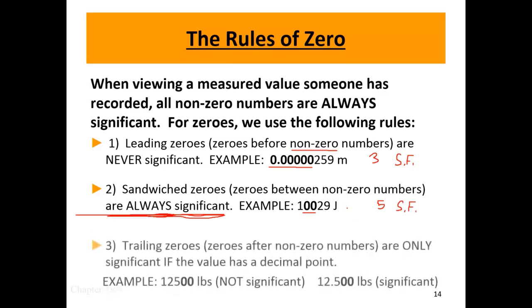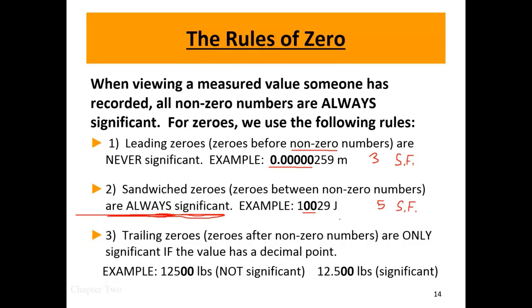And then the last rule of zero, and this is the trickiest one, is trailing zeros, zeros specifically after the last non-zero number. Zeros after the last non-zero number are only significant if there's a decimal point, okay? Which means in this case, these zeros are not significant. They're after the last non-zero number, which is this 5 here, and there's no decimal point. So they're not significant. This number only has 3 significant figures.